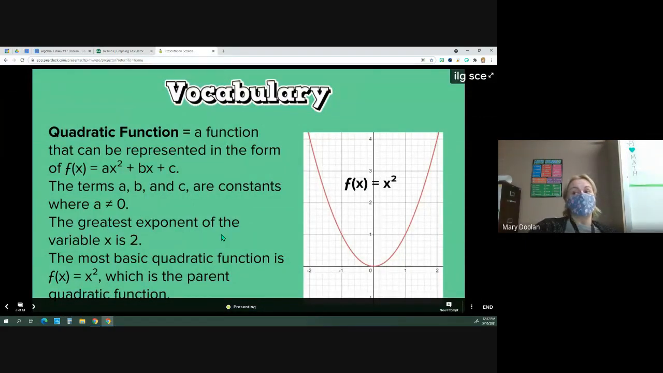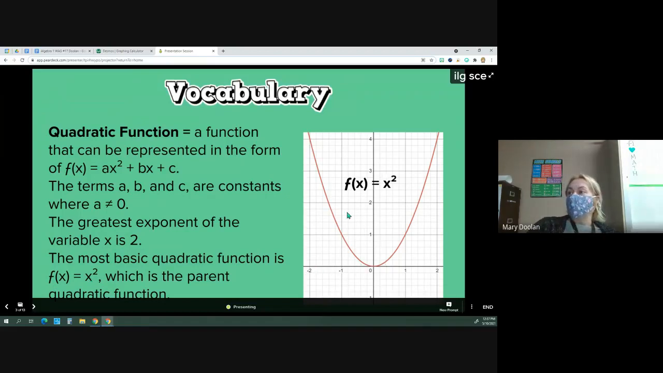The greatest exponent of the variable x is 2, so it doesn't get larger than 2. It's either 1 or 2 on your x's, okay? But you do have to have an x squared term. You can have an x term or you cannot have an x term. It just depends. The most basic quadratic function is f of x equals x squared. This is called the parent quadratic function.